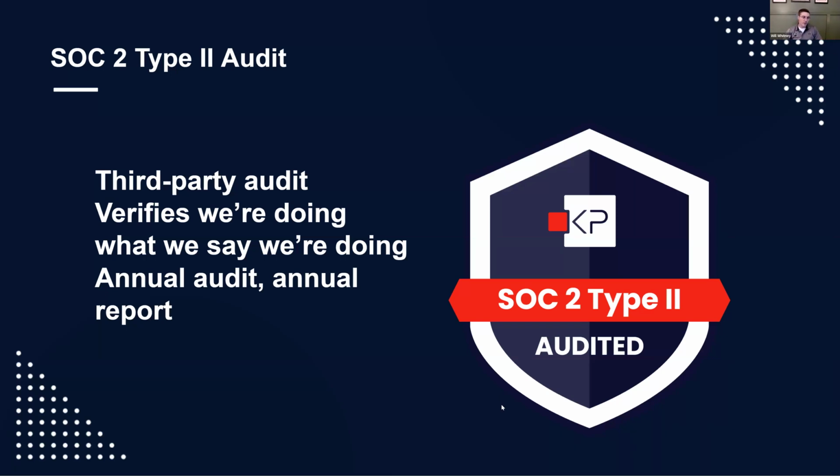I know it's all tying back to CJIS, but the SOC 2 is important because it's verifying we are doing what we say we're doing. We can provide proof and reports that someone has checked that.